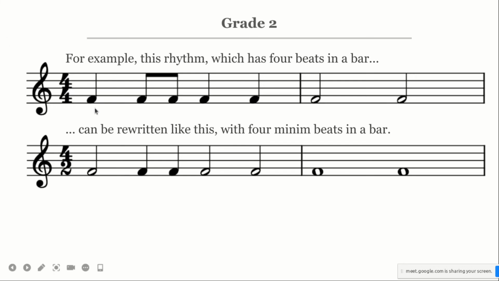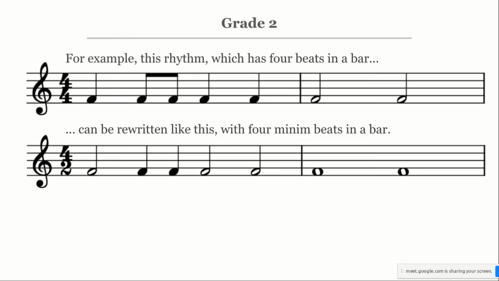The same way in 4/4 a crotchet is a beat, so in 4/2 a minim is a beat. Okay. So there are 4 minim beats in each bar. So if you see a minim, it's 1 beat, not 2 like in 4/4. I don't know if it's making sense.